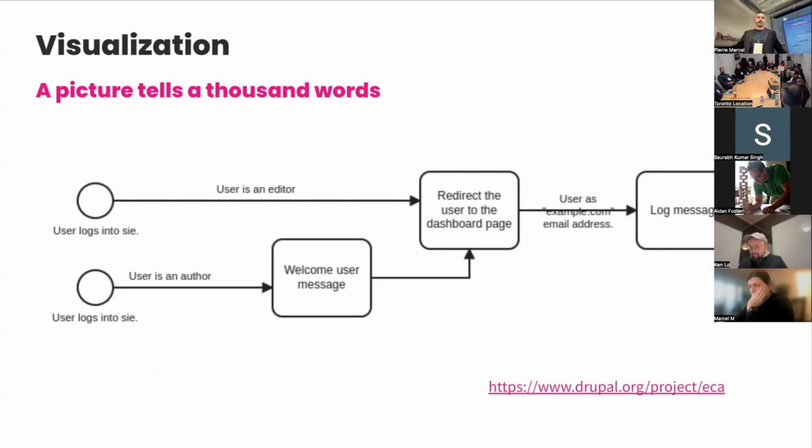I could talk about it for hours, but usually just a visualization gives you a greater sense of what the ideas it accomplishes are. So you can see in this use case, in this model, when a user logs in, it checks whether the user is an editor or whether the user is an author. It gives you a different welcome message and then redirects you to different pages depending on the context of the user. And it gives you a nice little visualization of what that looks like.